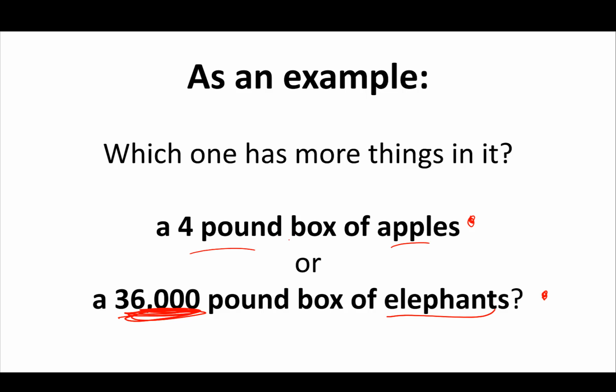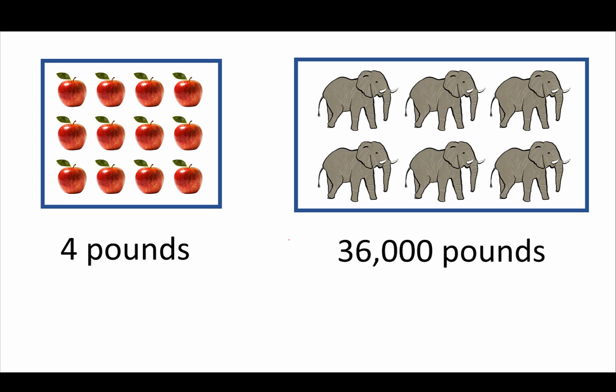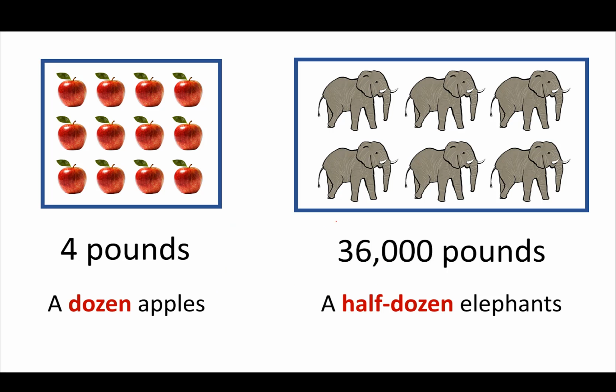But that's not true. Because if you actually look at it, you can have 4 pounds of apples. That's about 12 apples. And 3,600 pounds of elephants is about 6 elephants. So this is like a dozen apples and like a half dozen elephants. So you can tell that you have more apples even though it weighs less. This weighs more, but every elephant is heavier, so you have fewer things here. This is kind of the metaphor that I want you to think of.